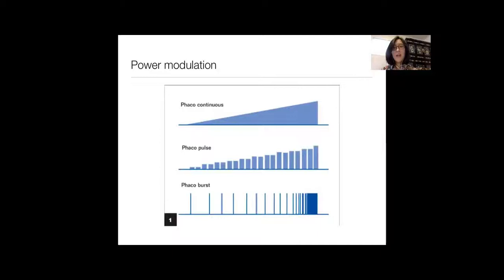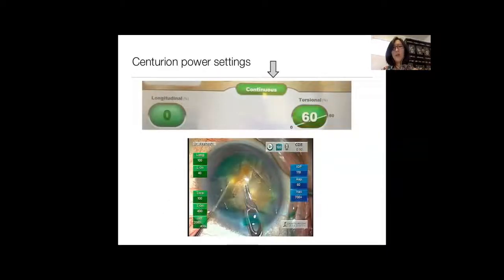This is just a diagram to show you the differences in power modulation: phaco continuous versus pulse versus burst. You can set these on various machines. On the Centurion, when you press this button, it allows you to change from continuous to pulse to burst. And you can see here that it's separated out the longitudinal versus the torsional.